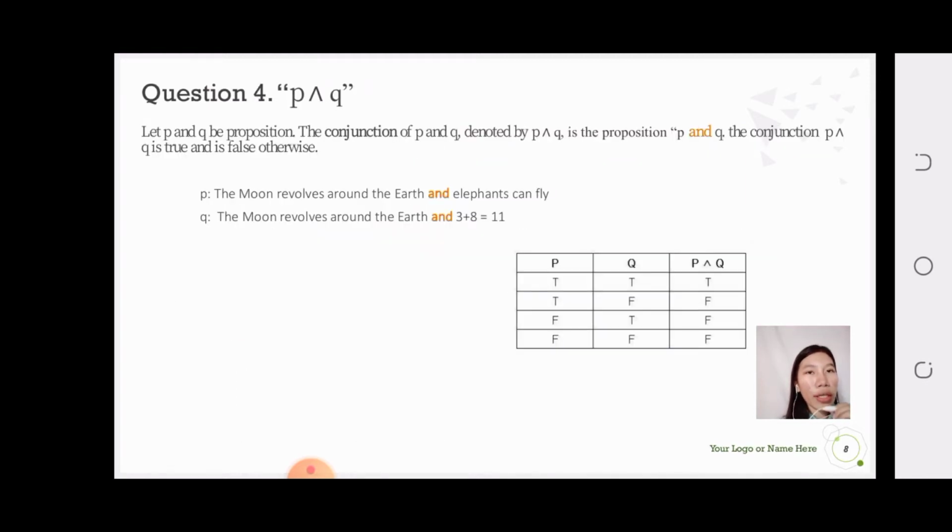So question 4. Let P and Q be propositions. The conjunction of P and Q, denoted by P conjunction Q, is the proposition P and Q. The conjunction is true when both P and Q are true, and is false otherwise.